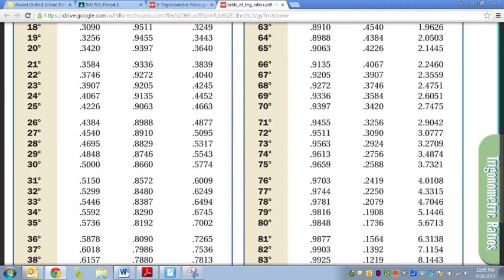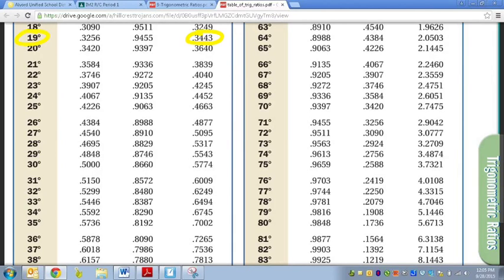Okay, so 0.3429, okay? I'm looking here and I see 0.3443. That's really close, right? And that's in the tangent column. So tangent of C was 0.3429 and 0.3443 is really close. So that means angle C is actually 19 degrees.